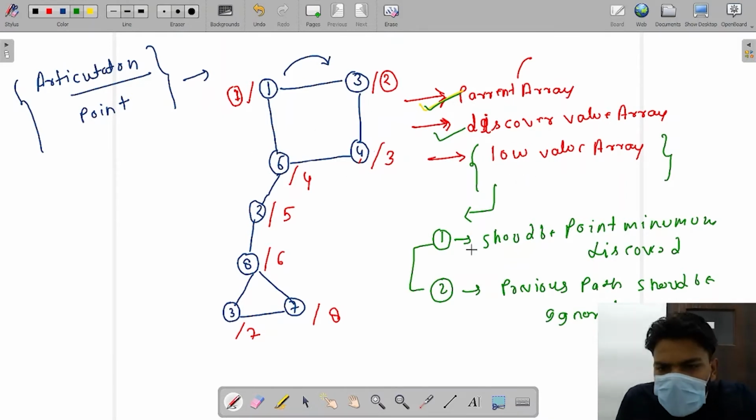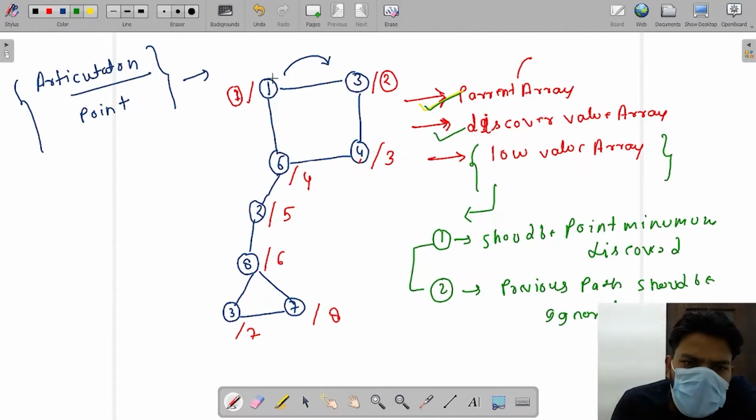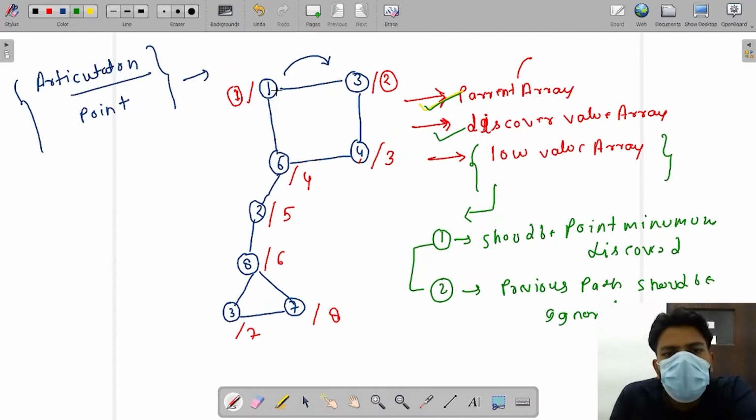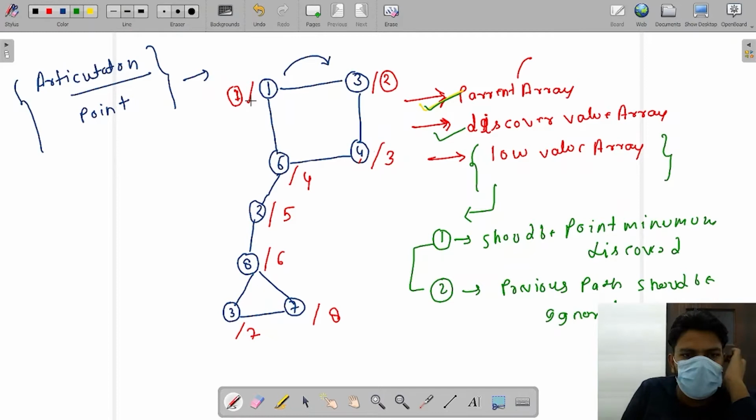So those two conditions apply at every stage. Okay. So the vertex should point to the minimum discovered value now. But initially the vertex is not pointing anywhere. Okay. So the discovered value of 1 is 1. Initially the discovered value of 1 is 1.